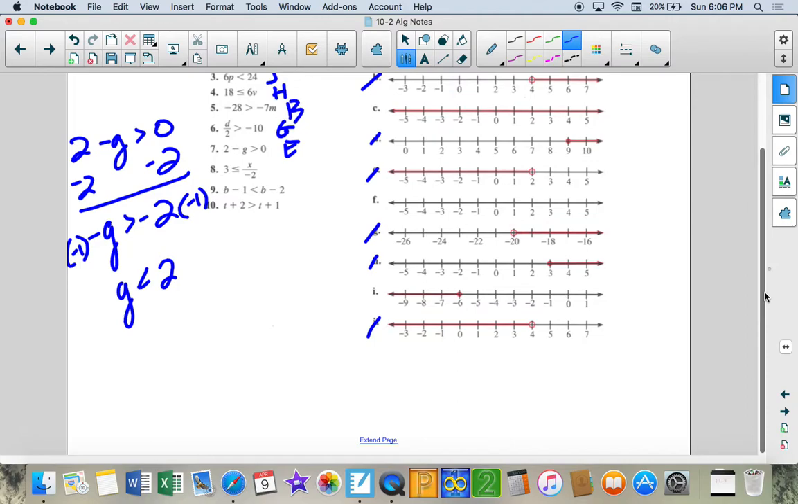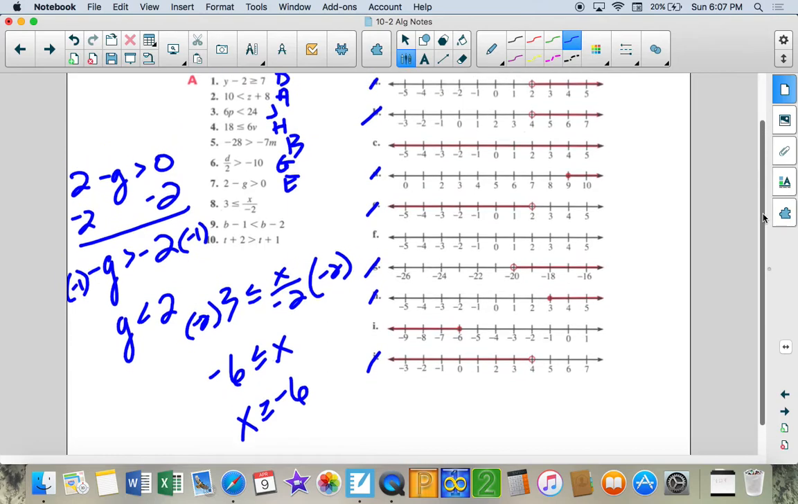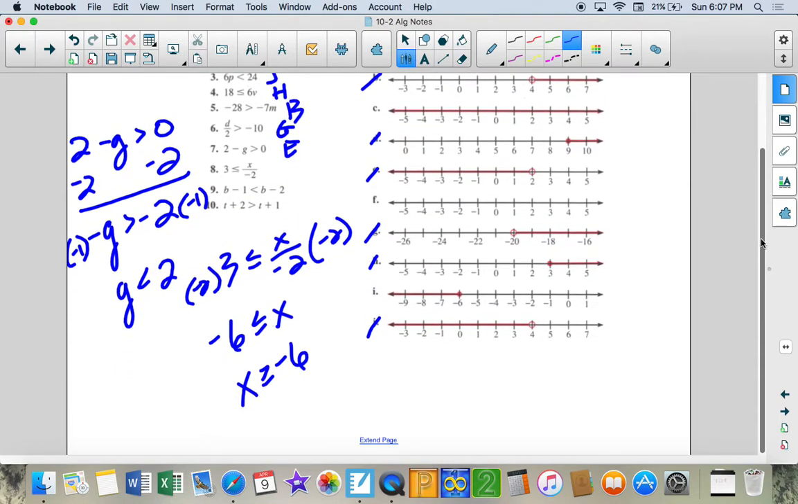Next problem that we have is 3 is less than or equal to x over negative 2. Multiply both sides by negative 2. We get negative 6 is less than or equal to x. Let's write our variable first. Make sure that when you move x to the other side, you also change your inequality. So x is greater than or equal to negative 6. We're going to have a closed circle over negative 6, going to the right. Look at F. F is very interesting.